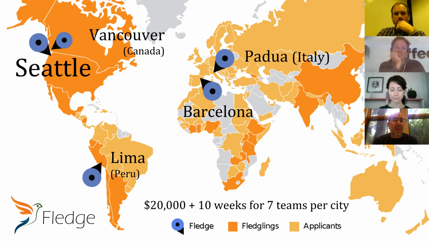The numbers vary a little bit from city to city, but in the US, it's $20,000 per team. We do about 7 teams. In terms of acceptance rates, we're down to about 3%. So it's really hard to get in. We get about 250 applications for those 7 slots.